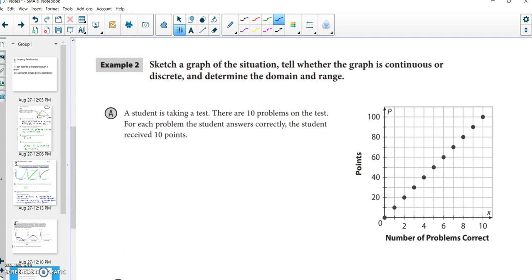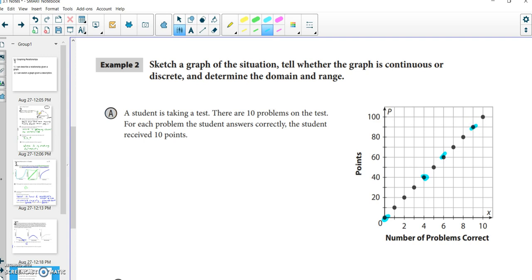So if we look here, let's look at our first one. Sketch a graph of the situation, tell whether the graph is continuous or discrete, and determine the domain and range. So this one here, a student is taking a test. There's 10 problems. For each problem the student answers correctly, the student receives 10 points. So if you look at your graph here, if they answer 0 problems, they get 0 points. If they answer 4 problems, they would get 40 points. 6 problems, they'd get 60.